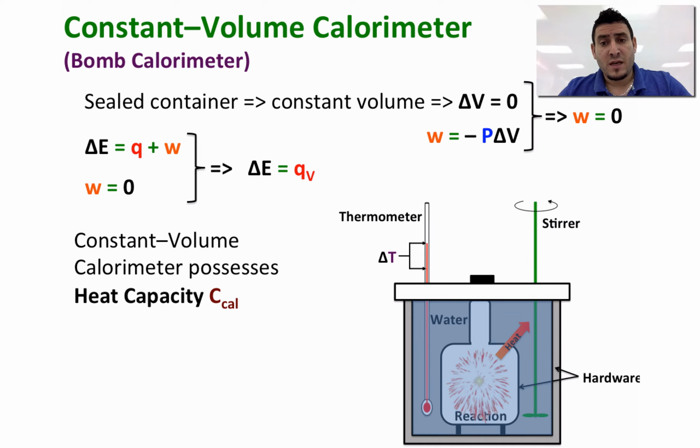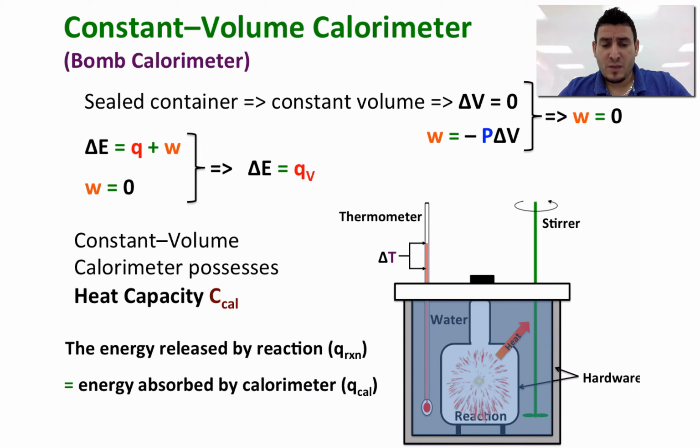Now, as I have mentioned before, we have a heat capacity for the calorimeter itself. And therefore, the energy released by the reaction is equal to the energy absorbed by the container, which is equal to the heat capacity of the calorimeter multiplied by the change in the temperature. Now, how can we find the heat capacity of the calorimeter?